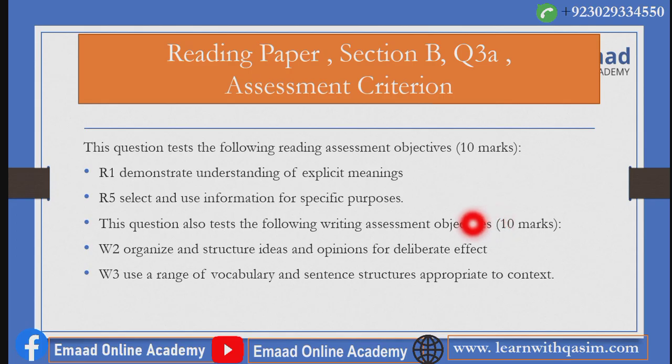The rest of the 10 marks will be given on the basis of your writing skill. After understanding the text, how do you write that in your summary? That's why in the changes section you will see that in this new syllabus, a certain weightage is given to the writing assessment even when the paper is for reading. This is a reading paper, but it still includes a little weightage of writing as well, because after reading the text you have to write the summary, so it involves writing skills as well.